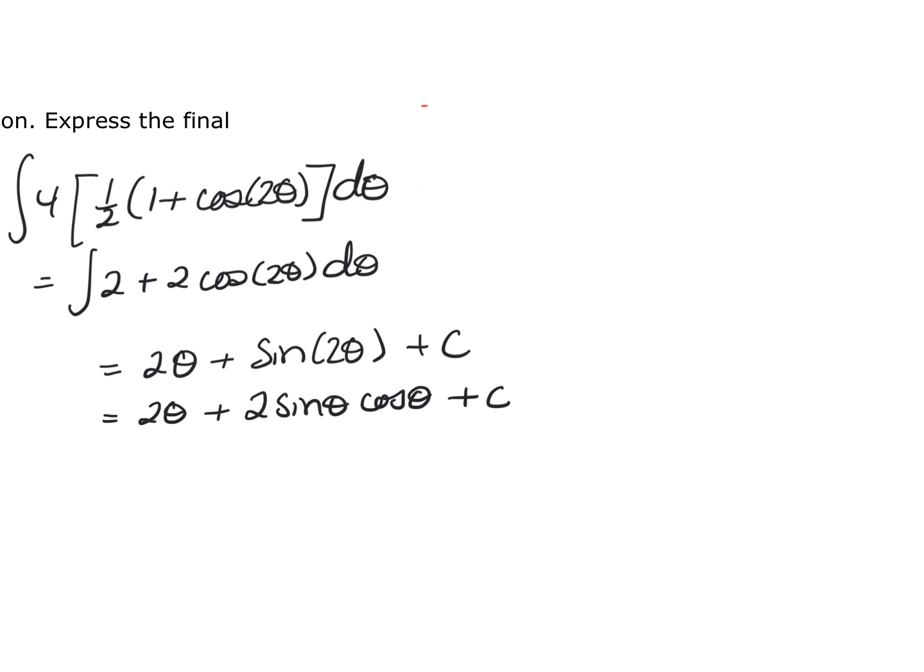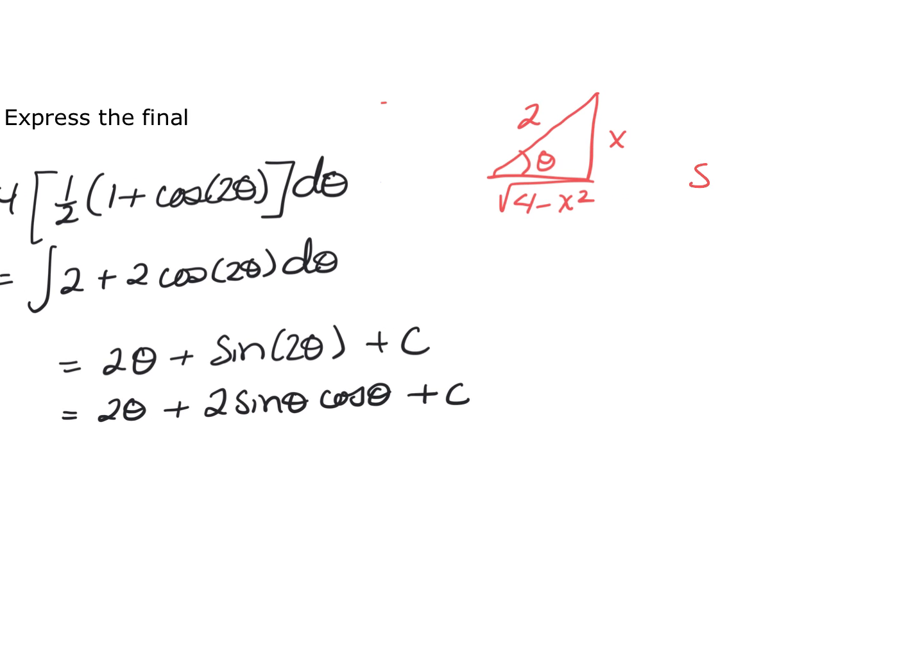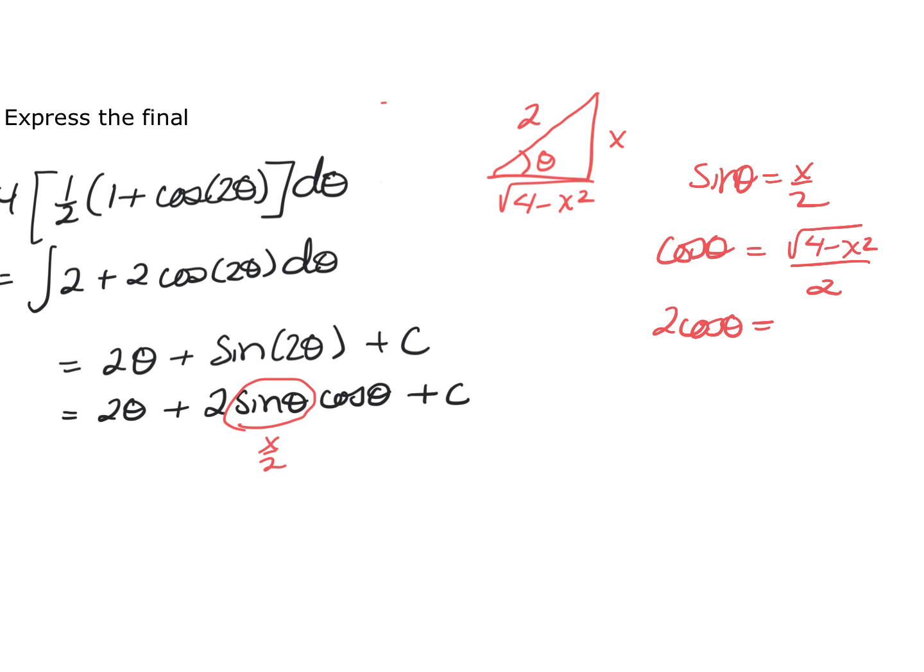And I told you I was going to regret erasing that. Remember how I set this up? I said this is theta. This was x. This was the square root of 4 minus x squared, and this was 2. I said that the sine of theta is x over 2, so this gets replaced with x over 2. I said the cosine of theta is equal to the square root of 4 minus x squared all over 2. So 2 cosine theta is the square root of 4 minus x squared. So this 2 and that cosine gets replaced with the square root of 4 minus x squared.